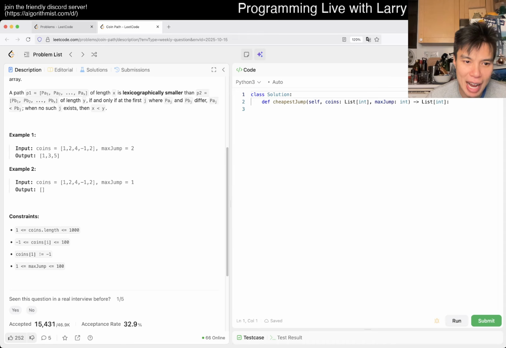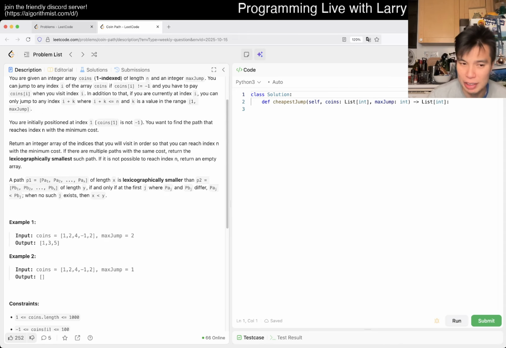First, I want to look at the constraints. N is 1,000, so that means n squared is good. So we'll probably just do an n squared DP.